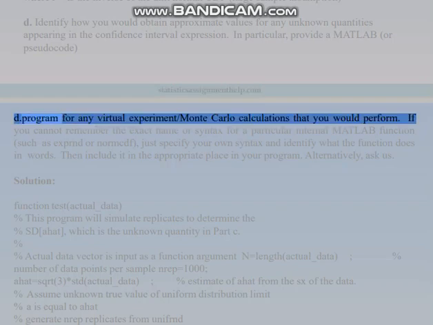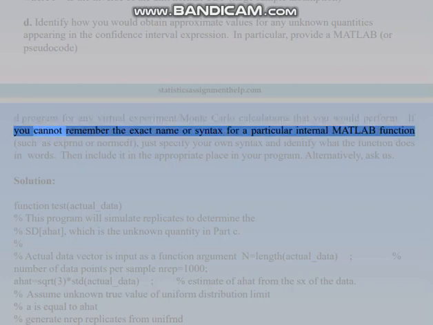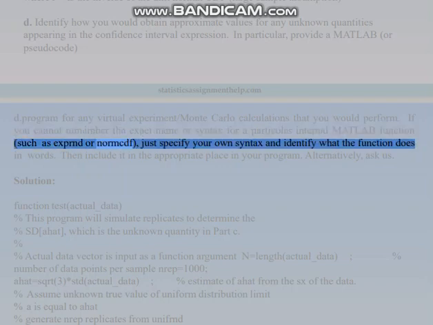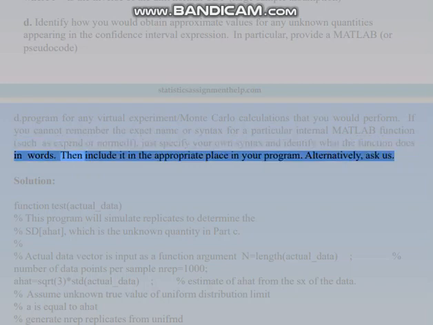D. Program for any virtual experiment or Monte Carlo calculations that you would perform. If you cannot remember the exact name or syntax for a particular internal MATLAB function, such as expand or normed, just specify your own syntax and identify what the function does in words. Then include it in the appropriate place in your program. Alternatively, ask us.